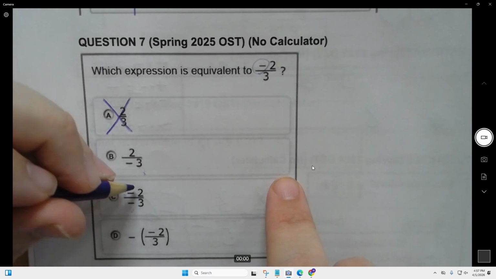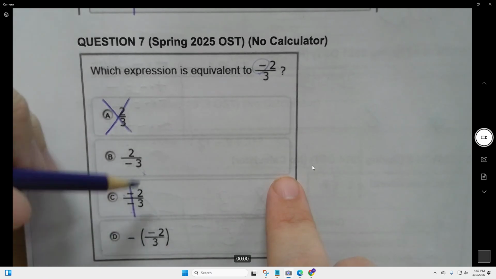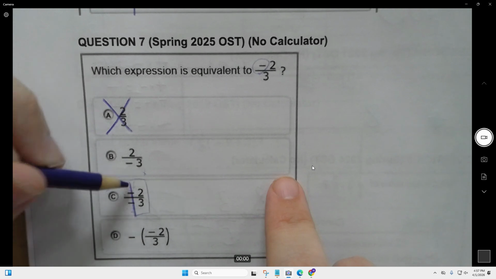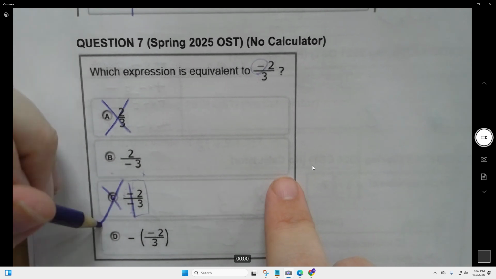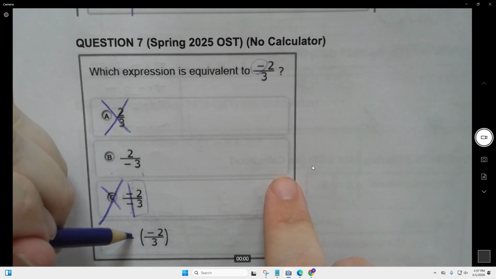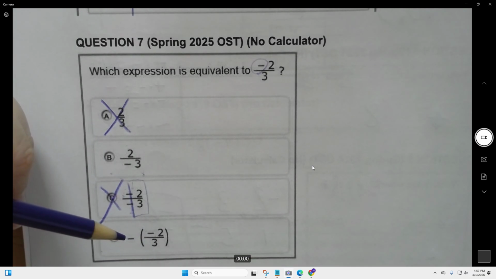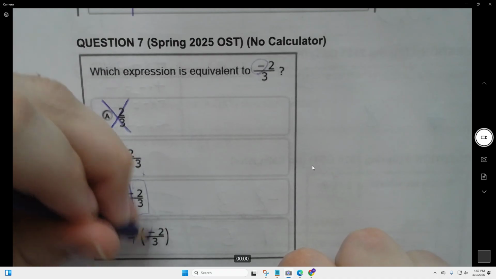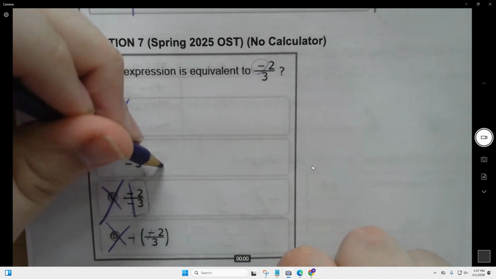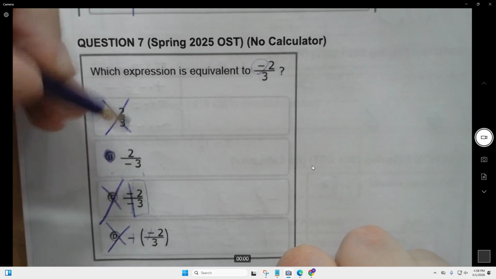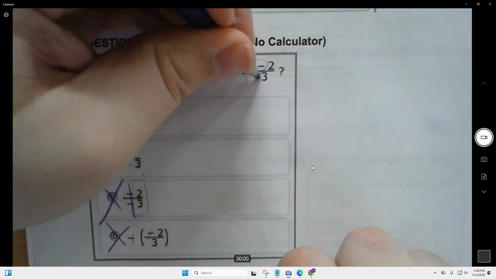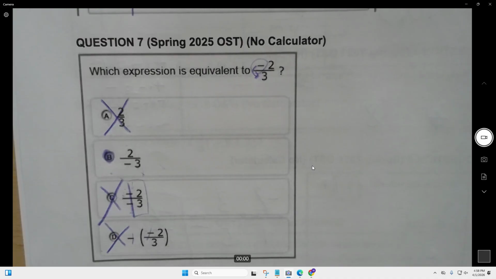What happens with these two negatives? They cancel out, make positives. So that would just be positive 2/3, which we already know is wrong. Or D, negative, parentheses, negative 2/3. That is unhelpful because these two negatives will cancel each other out and make positives. So the only thing we have left is B. All you did realistically was move the negative from the numerator to the denominator, which ultimately changes nothing.